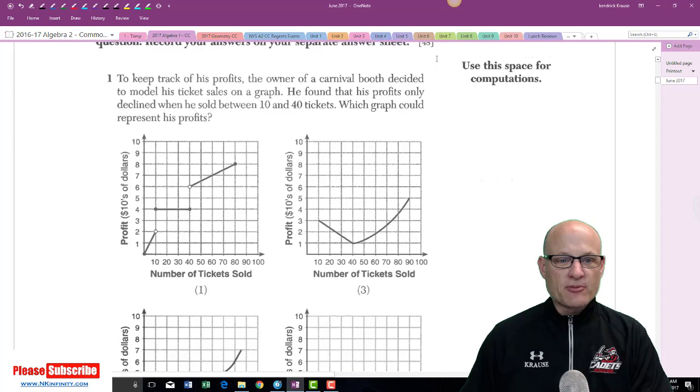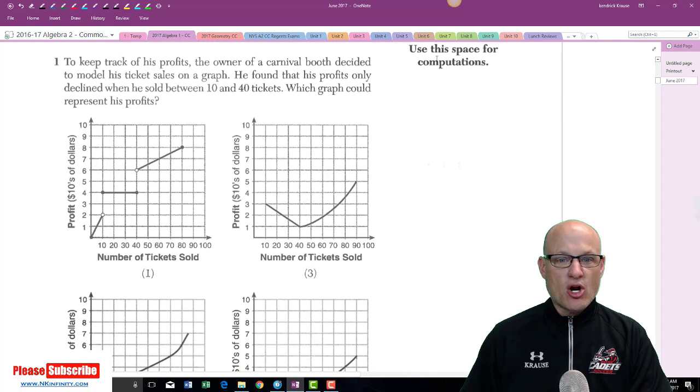To keep track of his profits, the owner of a carnival booth decided to model his ticket sales on a graph. He found that his profits only declined, that means going down, when he sold between 10 and 40 tickets. Which graph could represent this? So we're looking between 10 and 40. That one did not decline, that stayed constant. So that would not be the answer.